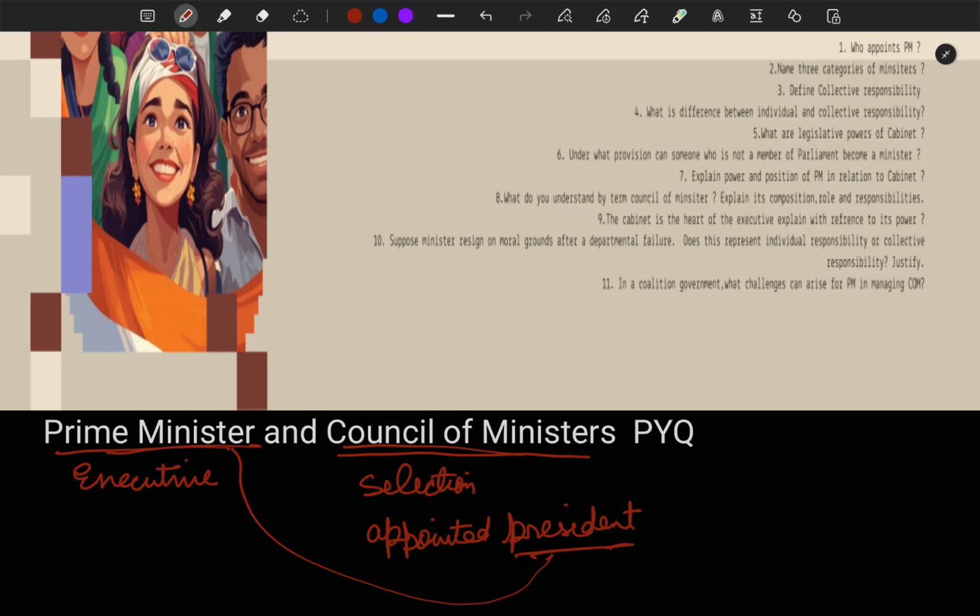Moving forward to the position and power of the prime minister, as we know, he is the head of the government. Also, he acts as a link between the president and the council of ministers. He is also the chairman of the planning commission and atomic energy commission. And we should remember that there were 3 rankings given to the council of ministers. First were the cabinet ministers, second were ministers of state, and third were the deputy ministers.